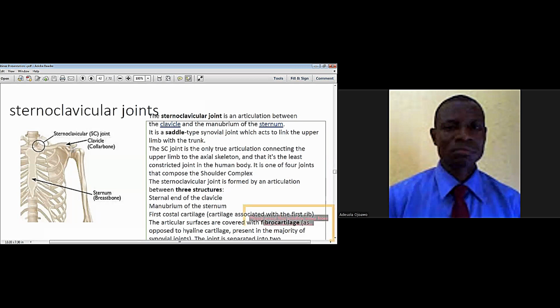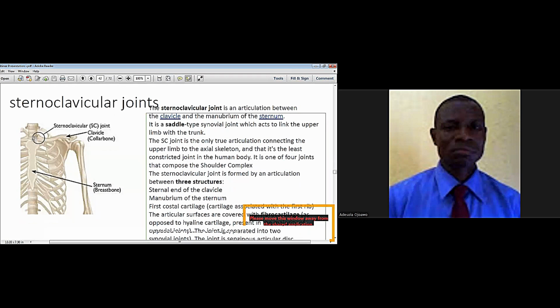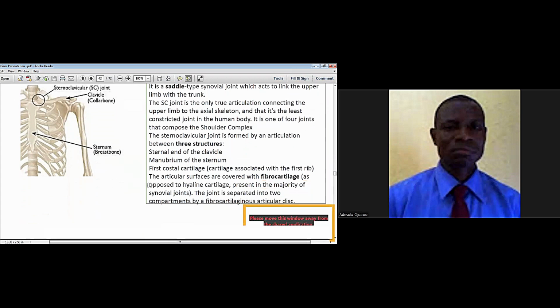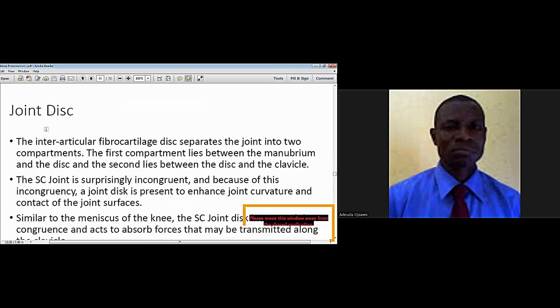There is the acromioclavicular joint, and there is the sternoclavicular joint. All these are what bring the shoulder into the main body. The sternoclavicular joint is formed by an articulation between three surfaces: the clavicle, the manubrium, and the sternum. I have another picture here for you. The articulating surfaces are covered by fibrocartilage, as opposed to the hyaline cartilage present in the major joints. In the sternoclavicular joint, we have what's called a joint disc.